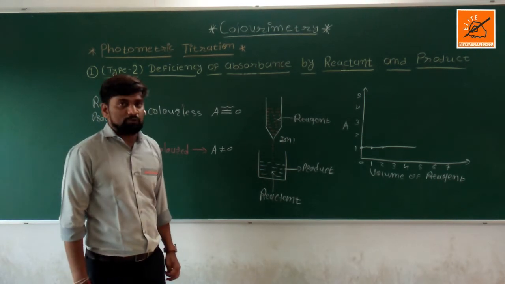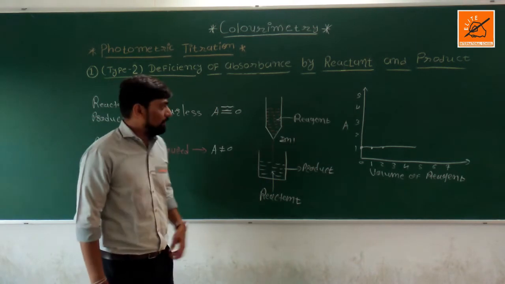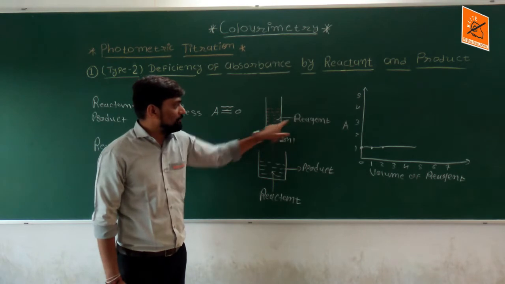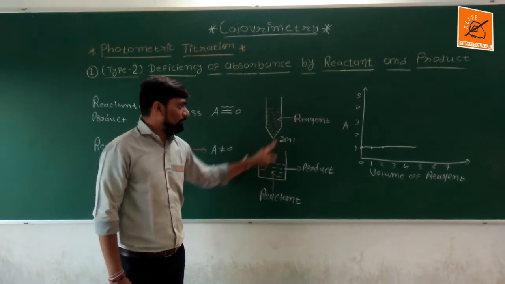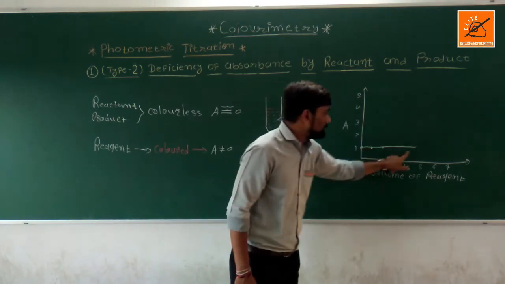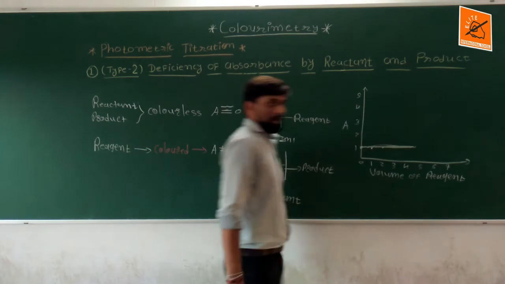That's why the absorbance value is constant. The colored reactant converts into the product whenever the reagent is gradually added into the flask. At that time the product is formed, and that's why it gives a constant absorbance value. So this is the constant value of absorbance.